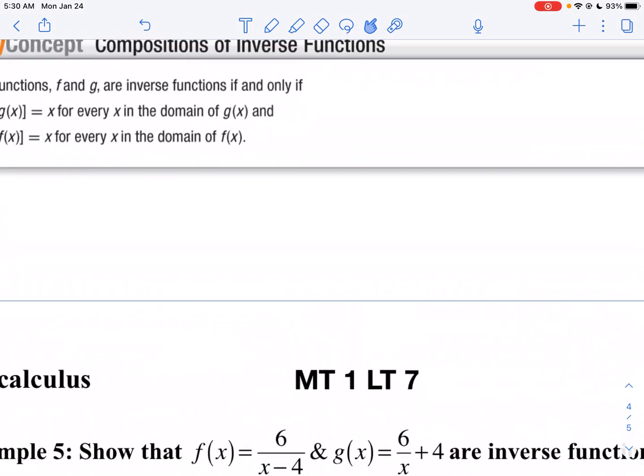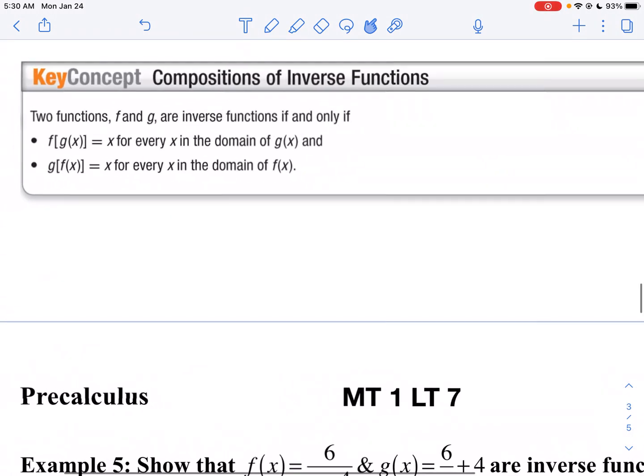If I'm giving you two functions and I say, hey, are these inverses of each other? Here's what we can do. We can find the composition of my function and its inverse, and the composition of the inverse and the function, and they must equal the identity element, x, for every member. If they equal anything else besides x, then they're not inverses.